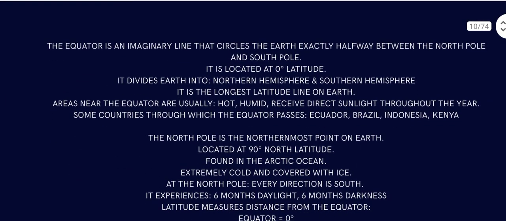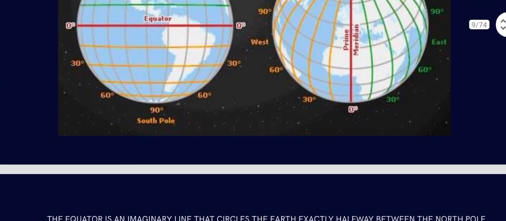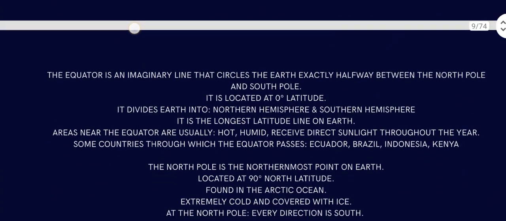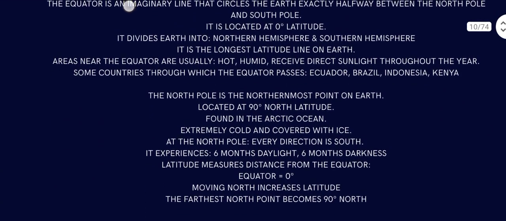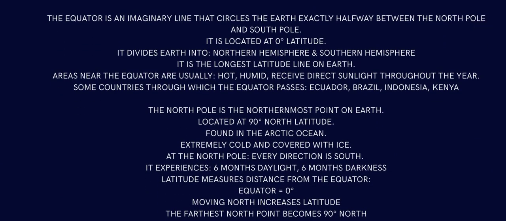So here's the discussion. Equator is an imaginary line that circles the earth exactly halfway between the North Pole and South Pole. It divides earth into two, located at 0 degree latitude. It divides earth into northern hemisphere and southern hemisphere. It is the longest latitudinal line on earth. So if the question arrives, what is the longest latitudinal line on earth?